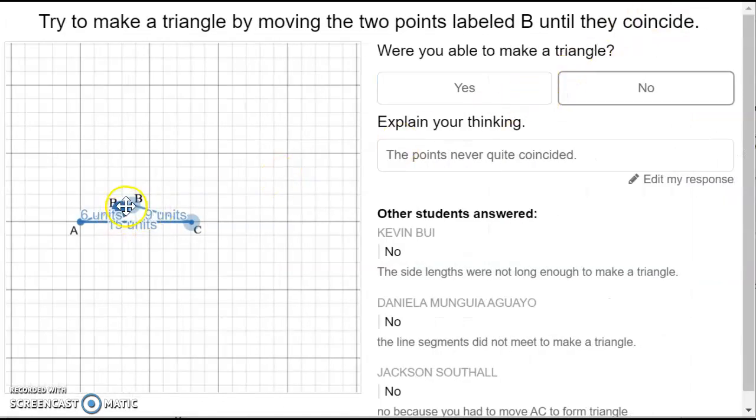Alright, what about this? You had lines that look like this. So we have 15, 6, and 9. In order for it to be a triangle, I need to bring it over here. It's close, but it's not quite coinciding, is it? Will it ever be able to coincide? I don't think so. So I'm going to say no.